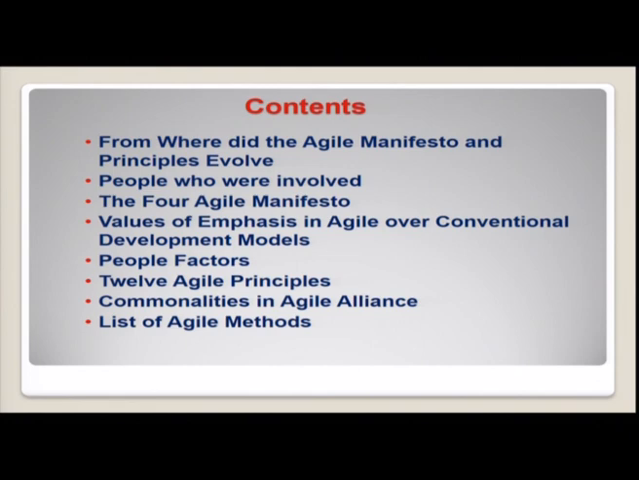Now, where did this Agile Manifesto and the principles evolve from? In the year 2001, there were 17 software developers who met in the lodge at Snowbird Ski Resort, Wasatch Mountains of Utah. Utah is a place located in western USA, and they formulated the Agile Manifesto and the 12 core Agile principles.